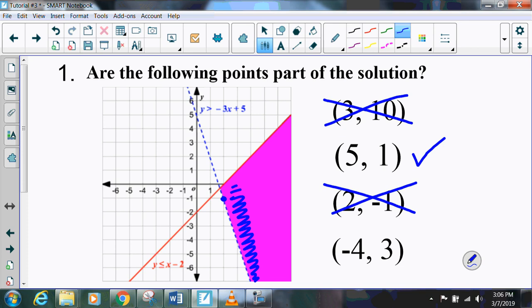Let's look at (-4, 3). If I go over -4: 1, 2, 3, 4, and up 3, well, that's crazy. That point is nowhere near the solution. So we only had 1 point out of these 4 that were part of the solution that's shown in this graph.